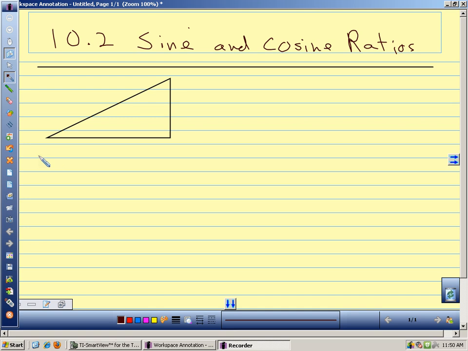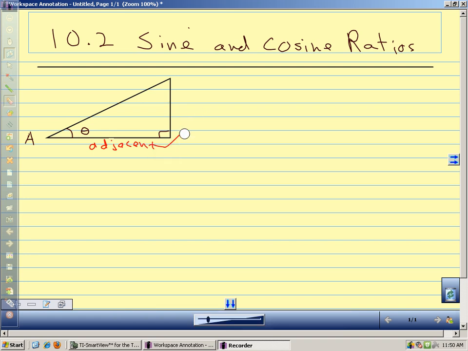So let's draw our triangle again, just like we did on Friday. We'll call that angle A, and we said we could also call it theta. And our 90-degree angle is here. And we're going to label all the sides this time. So this side is the adjacent side. This side is the opposite from our angle. And the longest side, the side across from the 90-degree angle, is always the hypotenuse.